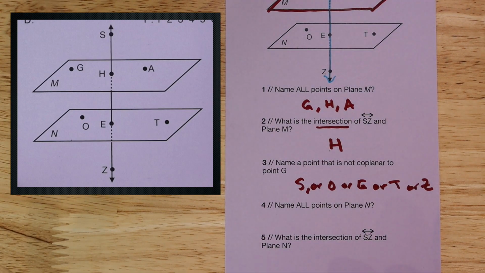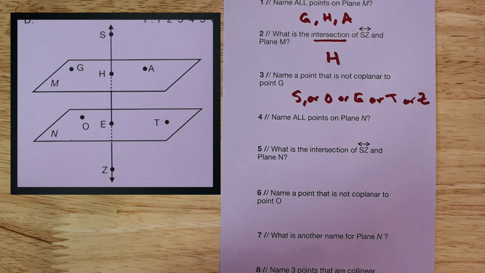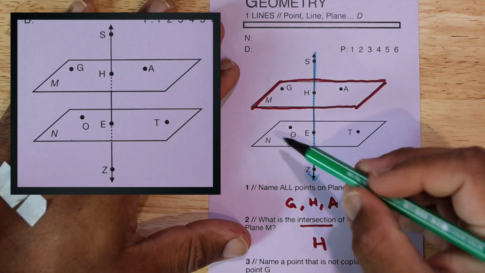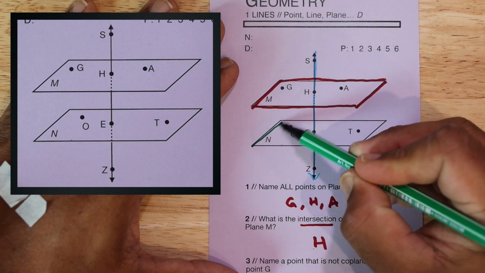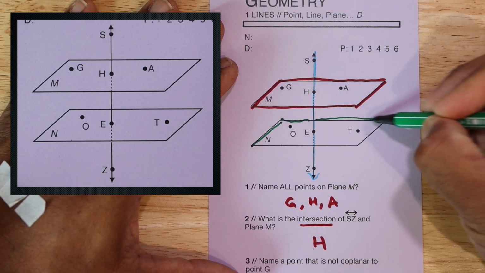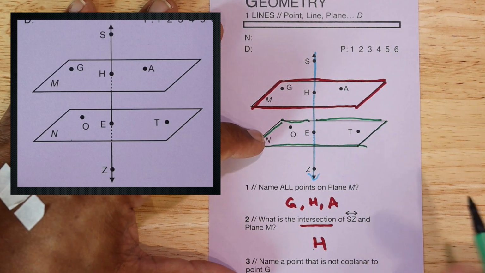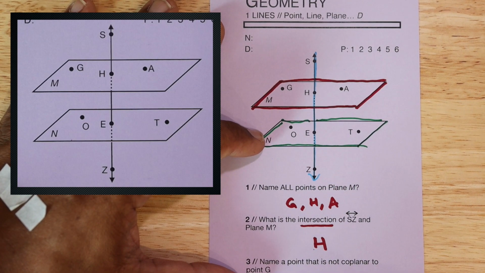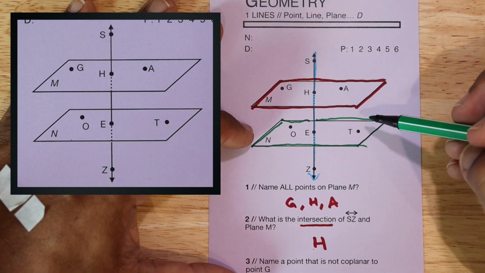Next, we're going to name all the points on plane N. Sorry, name all points on plane N. So here's the plane N down below. N is the name of the plane. So the points that are on it are O, E, and T. So you've got T, O, E at the foot of this plane right here.